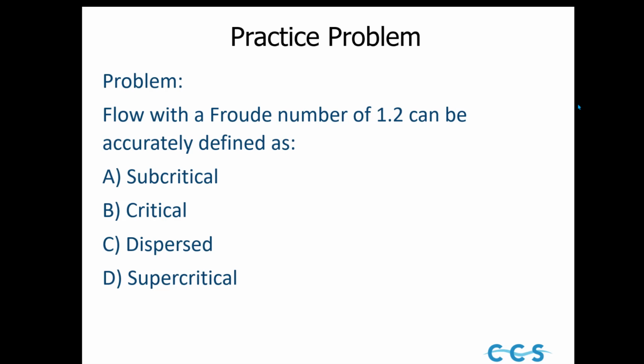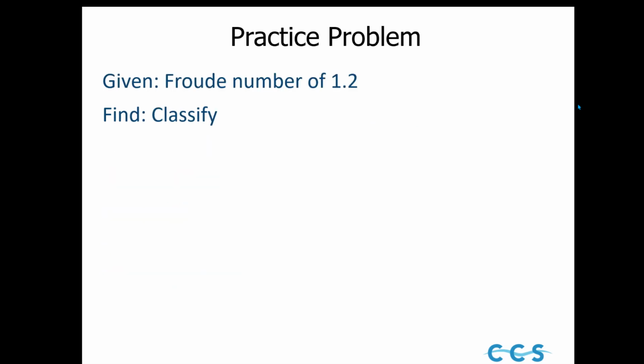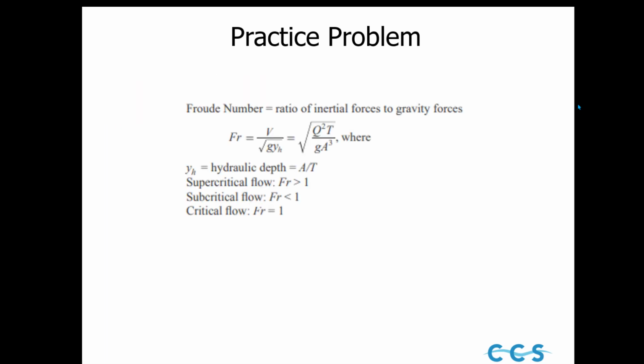Now, your gut instinct might be, okay, I got to find the problem and I got to punch something in on my calculator. But let's take a step back for a second here. Let's think about, what do these flows mean? Let's find the equation. Let's find some definitions, and let's think about what we're looking at here. So we know we're given the Froude number of 1.2. We know we have that. We know we need to classify it.